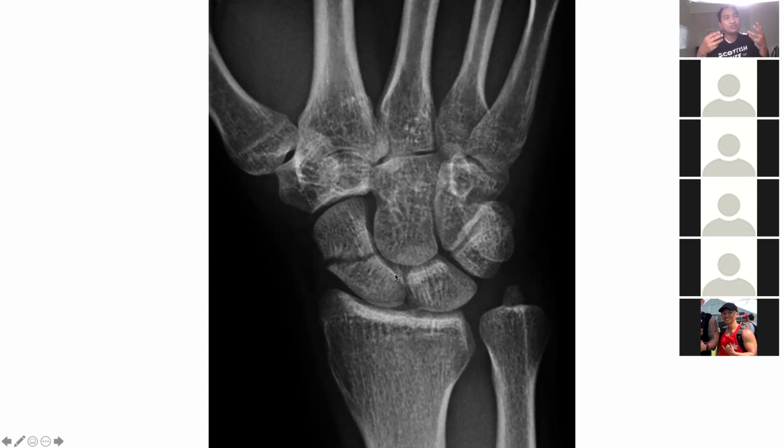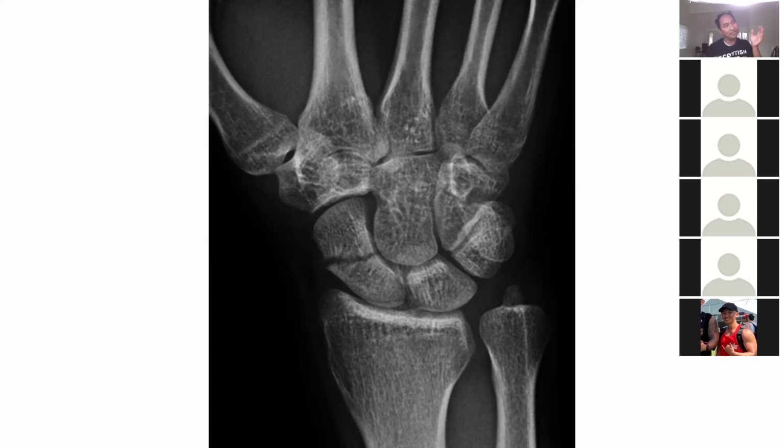The usual history is, a cyclist fell off from a bike, landed on the outstretched hand, came to the emergency room. They have pain and tenderness at the base of the thumb, which we call the anatomical snuffbox. And if we find that, that's a straightforward diagnosis. Sometimes they do an X-ray in ER, no fracture seen.